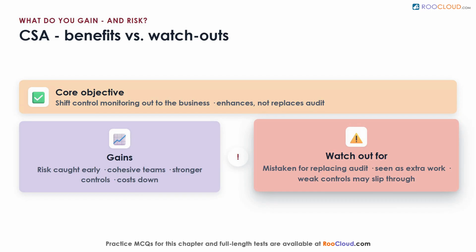What do you gain from it? You catch risk early. Controls get stronger and ownership grows. Teams become more cohesive and aware. Communication between staff and top management improves. And control costs often come down. But watch the downsides too. People may mistake it for replacing audit entirely. They may see it as extra paperwork. Ignoring their suggestions can hurt morale. And without audit knowledge, weak controls may slip through.